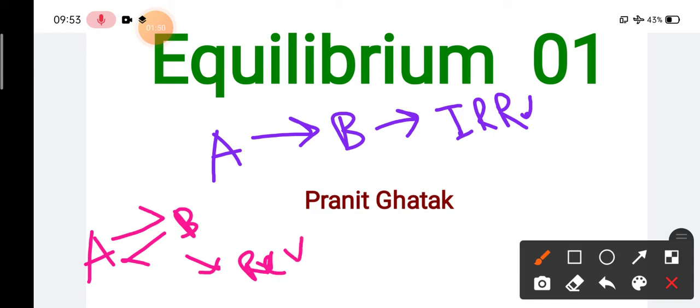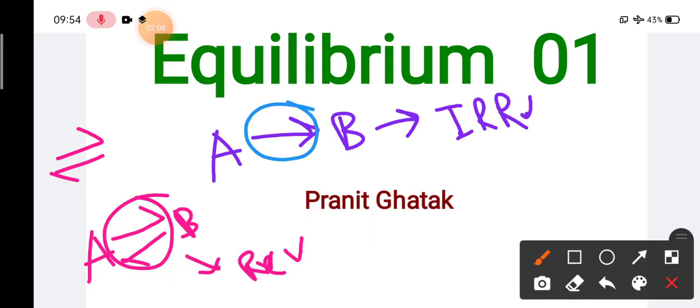Here, look at the signs of reversible and irreversible. For reversible, the signs are like this, both forward and backward. This is called the reversible sign. In the case of irreversible, this is only a unidirectional sign, only one directional sign. So this is the concept behind reversible and irreversible processes and reactions.